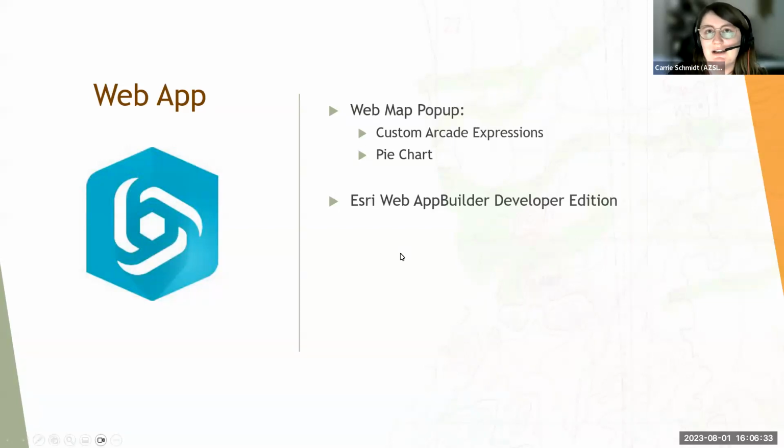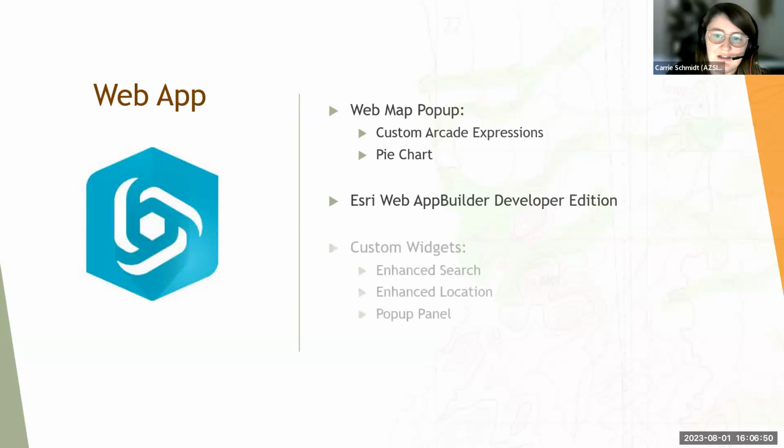I know there is a more updated, newer platform called Experience Builder, but the main member application was just redeveloped using Web App Builder, and it was decided to also do this application on the same platform. Developer Edition allows for some backend customization, so I was able to bring in some custom widgets that I found online, such as enhanced search, enhanced location, and a pop-up panel.